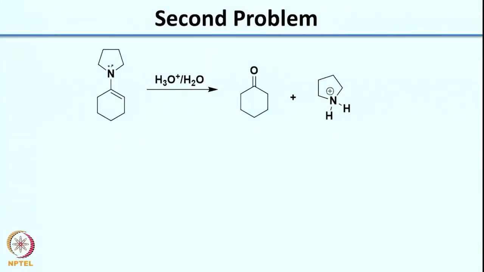Now, let's look at the second case. Again, I put the lone pair here. I can think of the lone pair coming here because it's in conjugation with a double bond, and then I can think of the double bond grabbing a proton. So the species that I generate would be... now once I generate this species, the next step would be reaction with water.